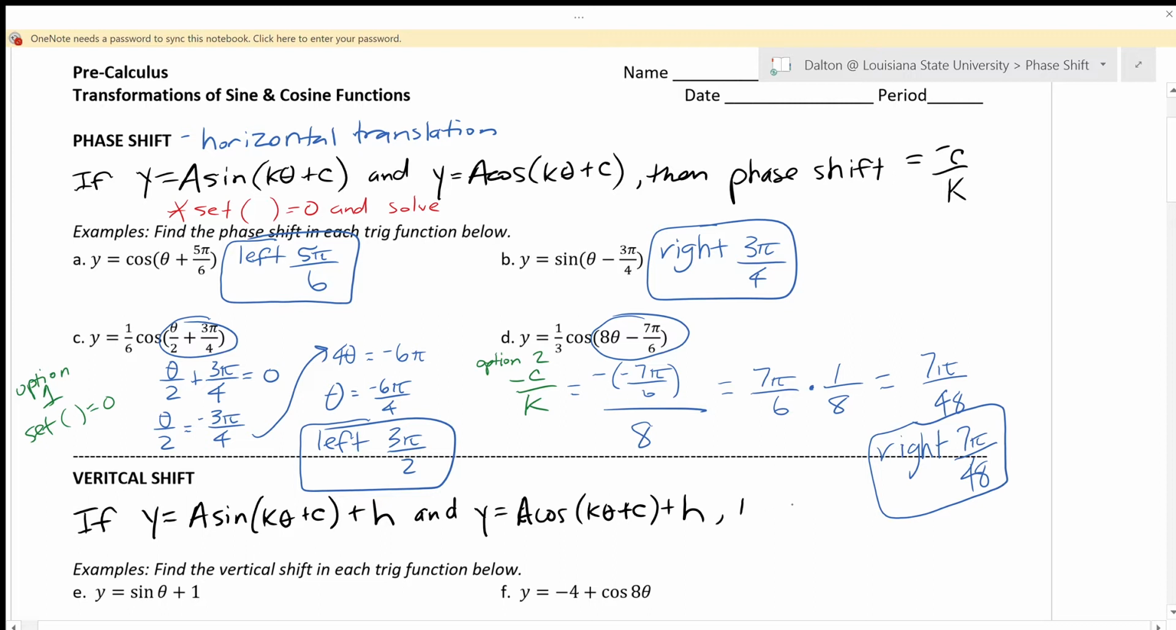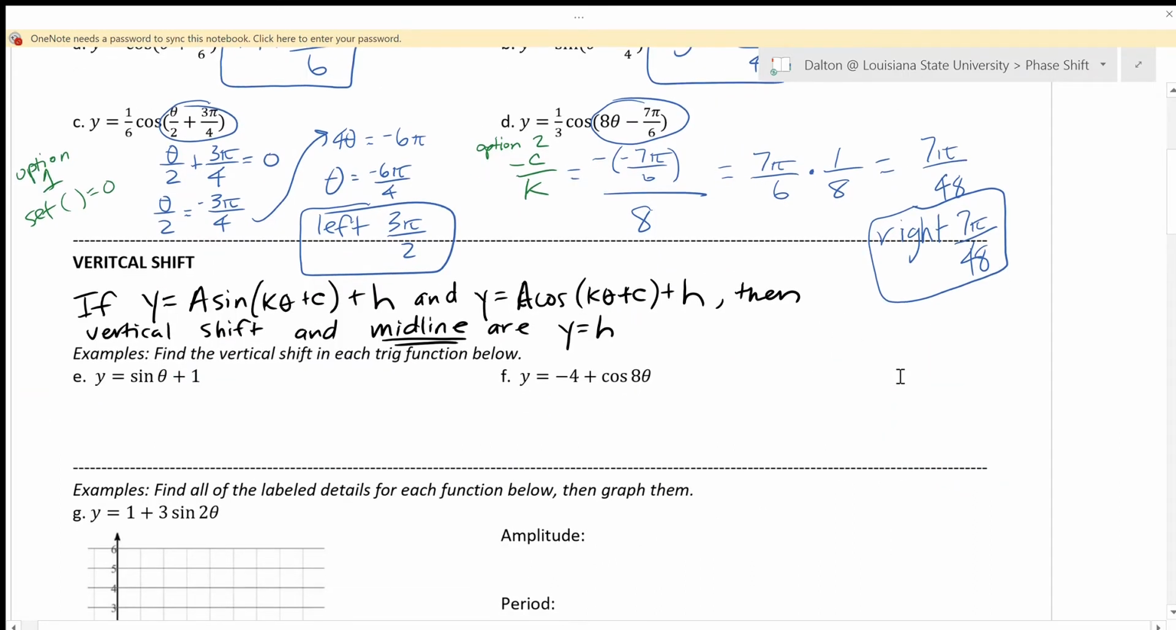Then the vertical shift and midline are y equals h. I've used the term midline throughout this chapter, and so far the midline has just been the x-axis, right? Because we've been graphing our sine and cosine functions, not moving them at all. So the midline has remained the x-axis. If we shift our graph upward or downward, then the midline shifts with it. So it's literally the line in the middle of your curve.